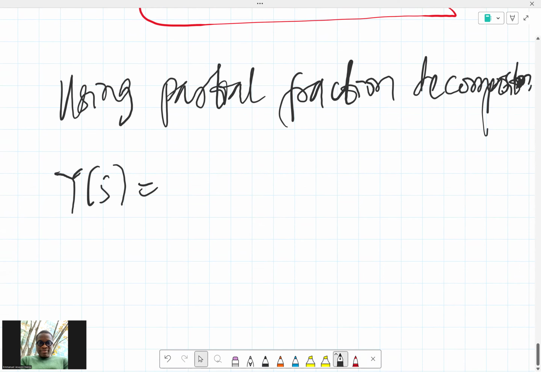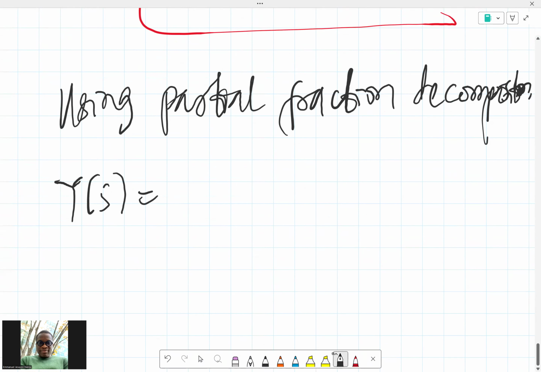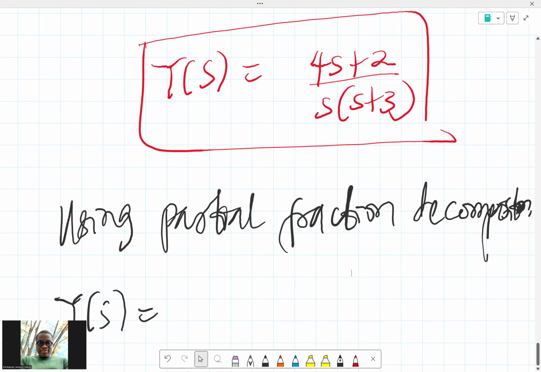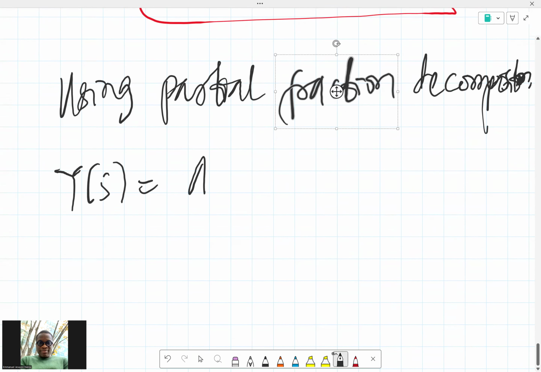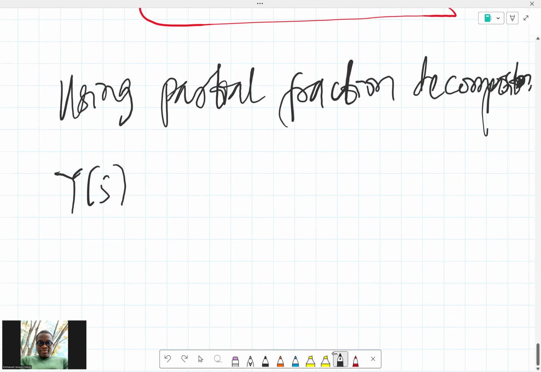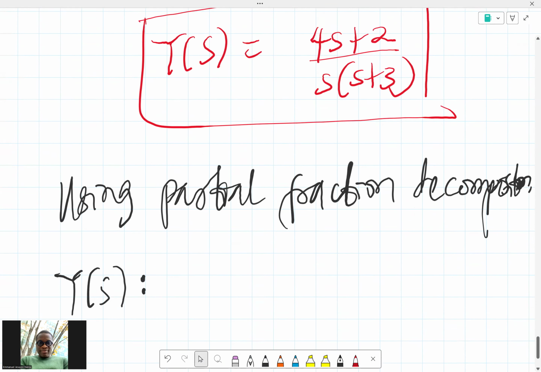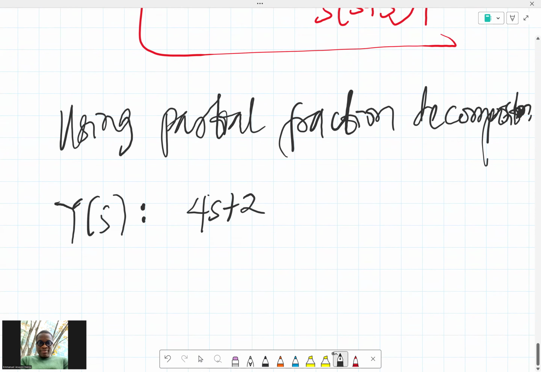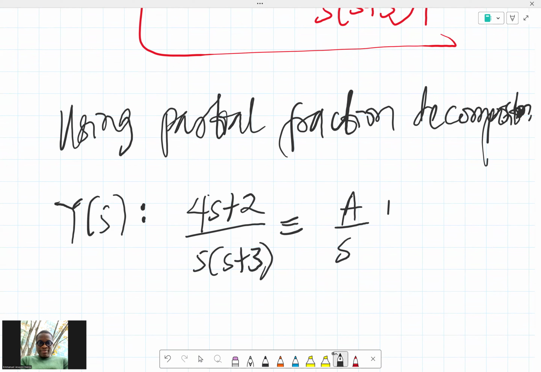Y of s is a over s plus b over s plus 3. This is what I should do for easier handling. So y of s is such that we have 4s plus 2 all over s into s plus 3, and that is similar to a over s plus b all over s plus 3.